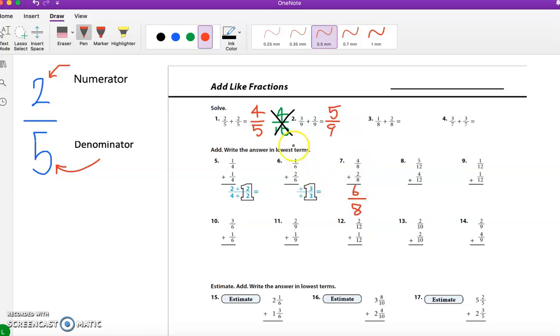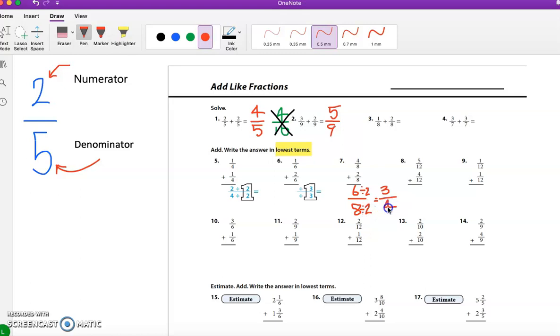Numbers 5 through 14 are about putting them in the lowest term. So what is the lowest term? The lowest term is a form of a fraction that can no longer be divided. This one is not the lowest term because top and bottom can both be divided by 2. So I'm going to divide the top by 2, and this will give me 3, and I'm going to divide the bottom by 2, which is 4.